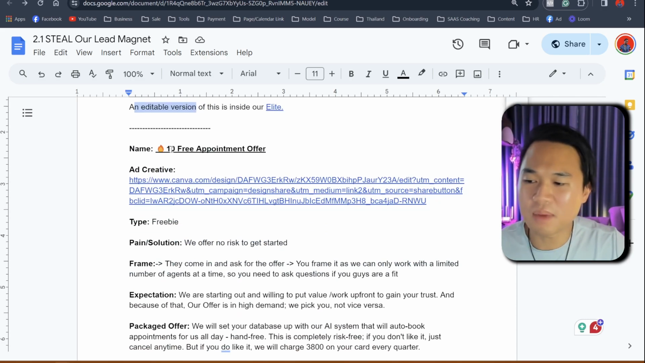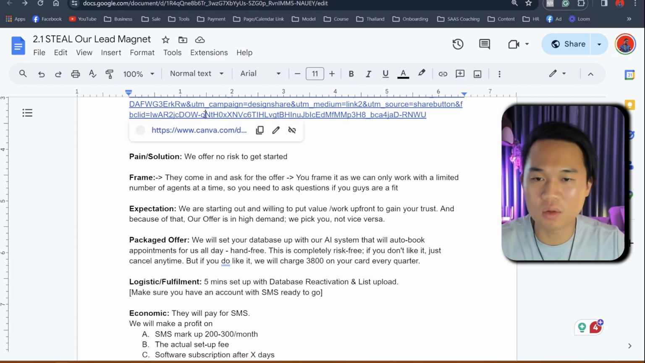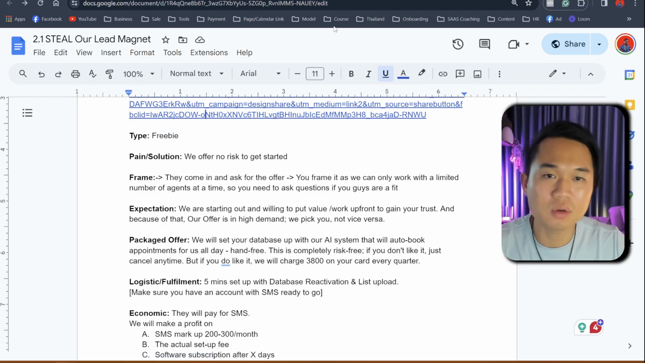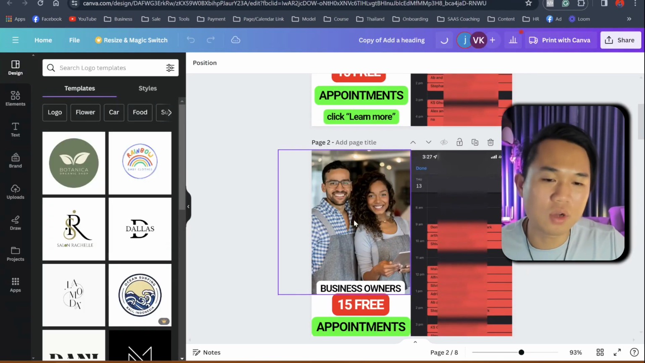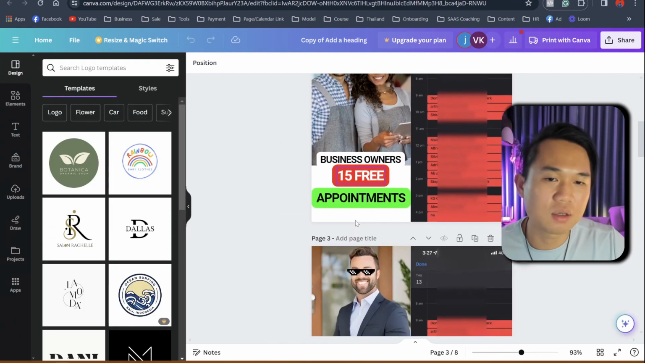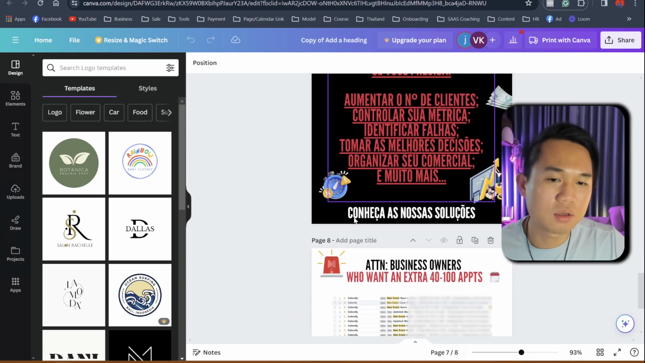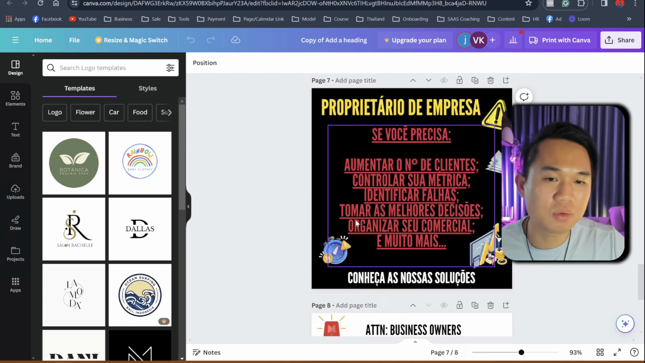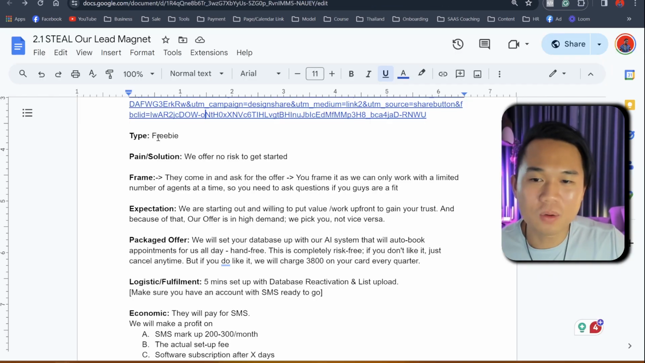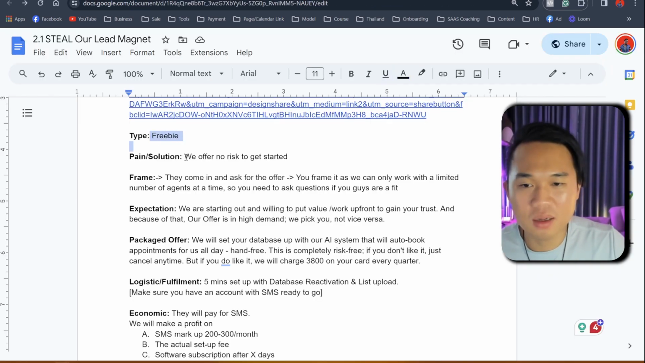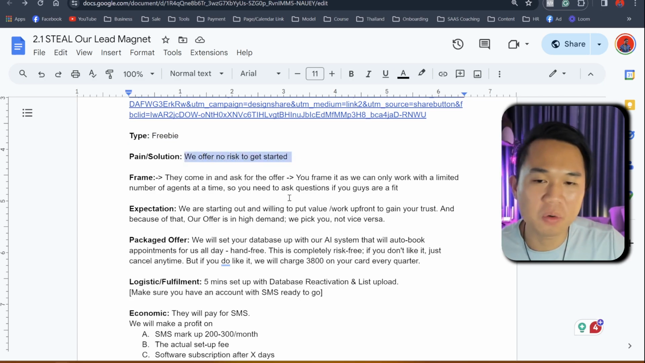The next lead magnet is 10 free appointments, right? So we'll show you what the Canva link looks like. Again, you have this and you can go in here and edit this. Obviously, it's really simple, a little bit fancier than the previous one. Some of our guys even add Spanish to it. So the type of it is freebie. Payment solution, we're offering no rush to get started.